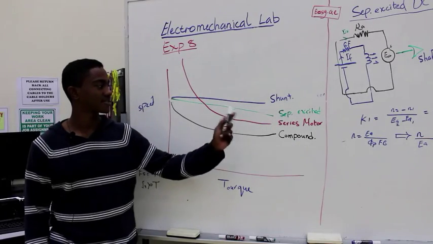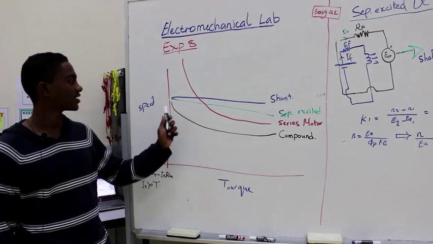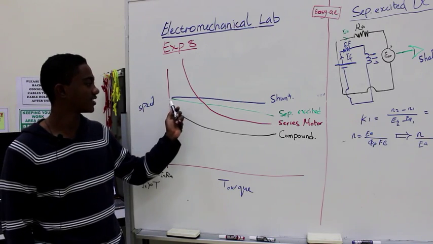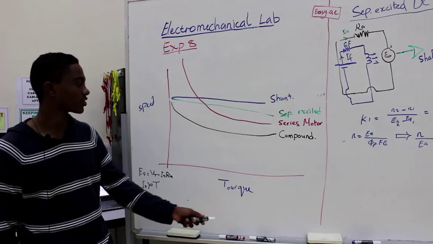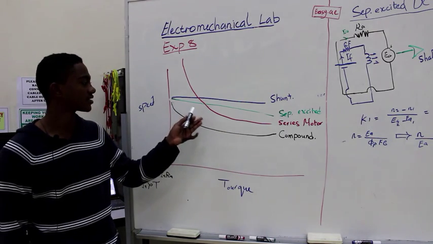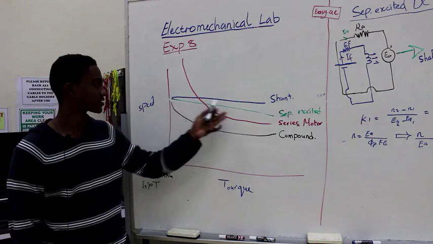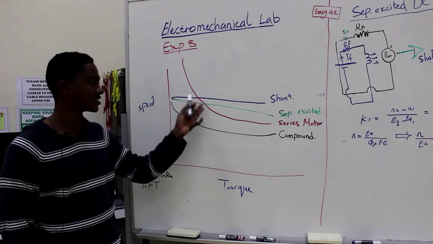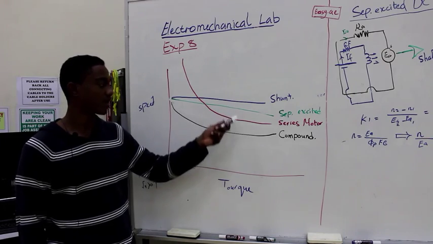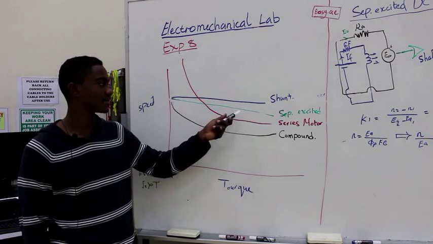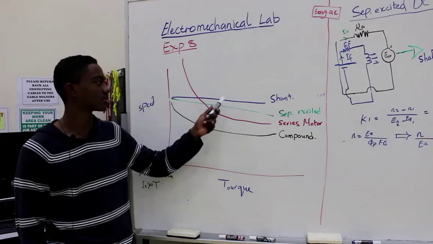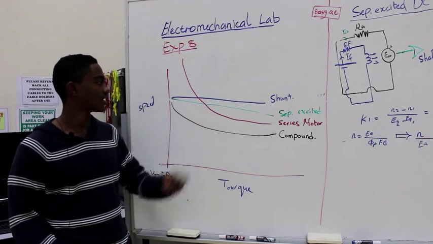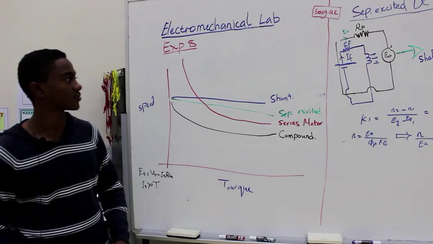We'll talk first about the separately excited motor. As you can see here, the speed versus torque characteristics, we have almost a constant speed for all torques. The relationship is linear and the curve doesn't decrease so much. It's almost a constant speed. Compared to the other types of DC motors, it's second only to the shunt motor. The shunt motor is the most stable one. So let's start with the separately excited. Let's see why the characteristics look this way.